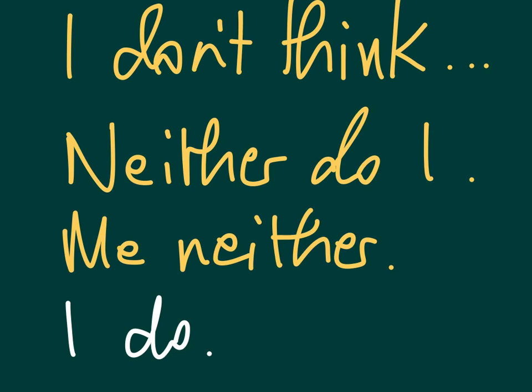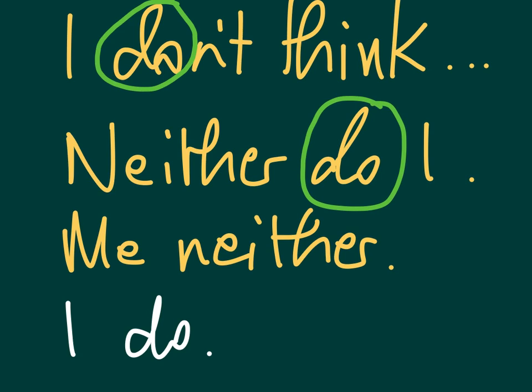The same happens when you express a negative opinion. So, "I don't think that German beer is as good as British beer." We've used the don't because think is a non-auxiliary verb. So I don't think something. If I don't think it, "neither do I." Or if you want to simplify, "me neither." However, if you have the opposite opinion, again you have to use the verb do.